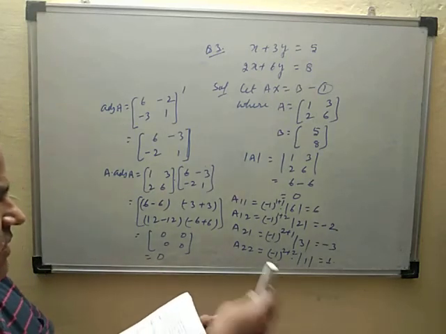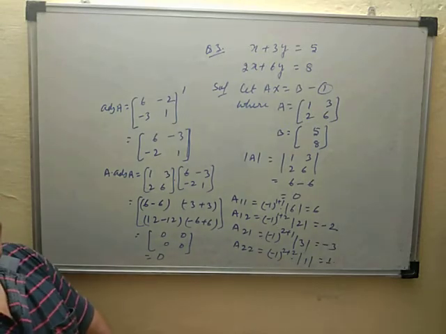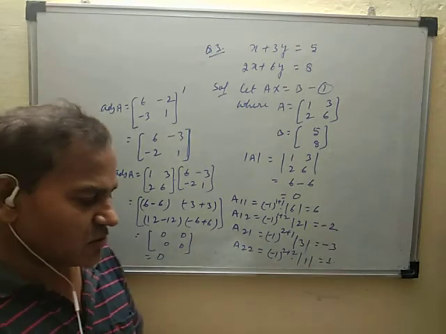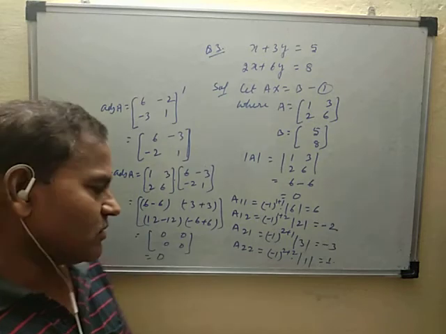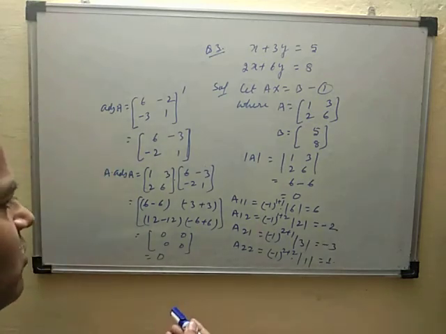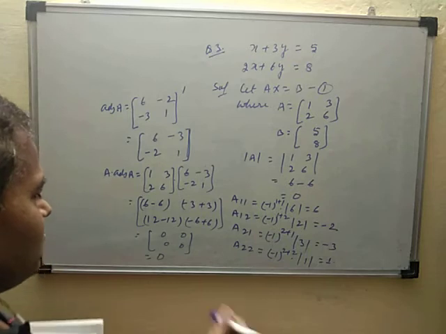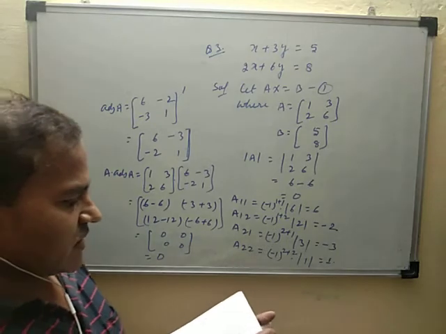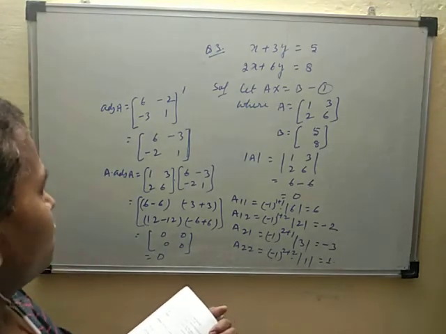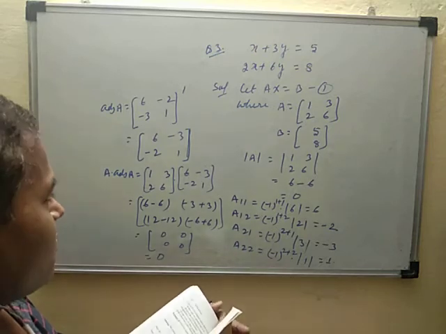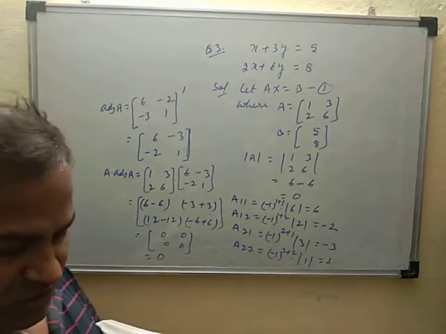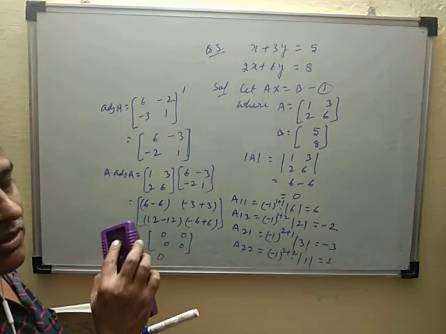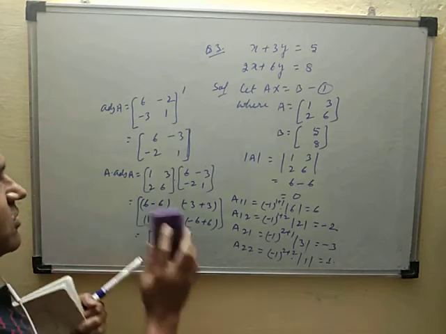So the solution is consistent or inconsistent according as the system has infinitely many solutions or no solution. Here the second case: sorry, now B into adjoint of A. There is one mistake, not A into adjoint of A. Now find adjoint of A into B.